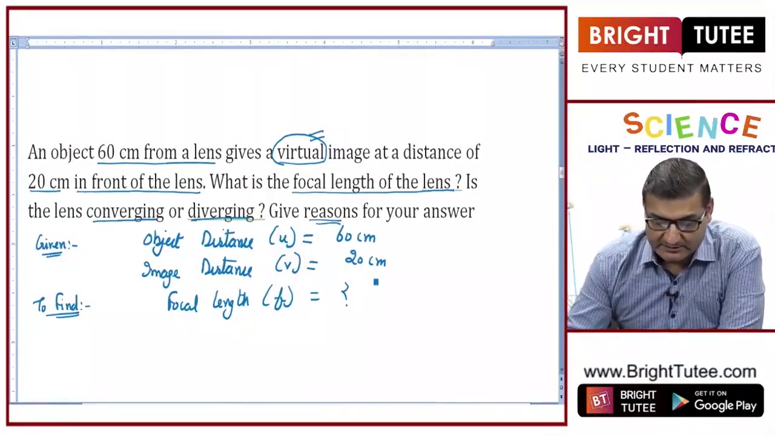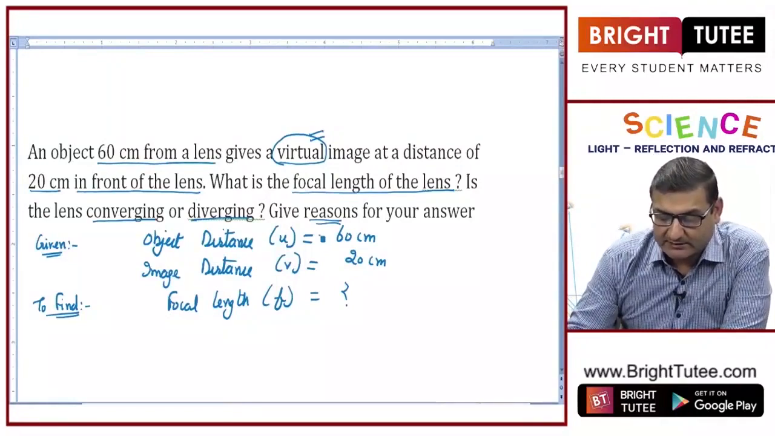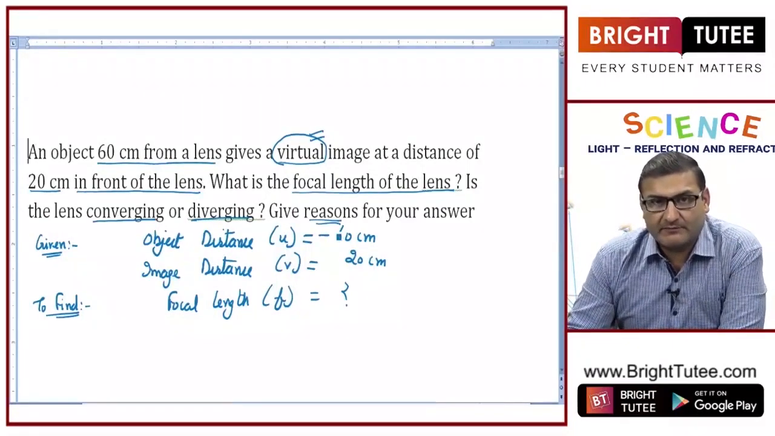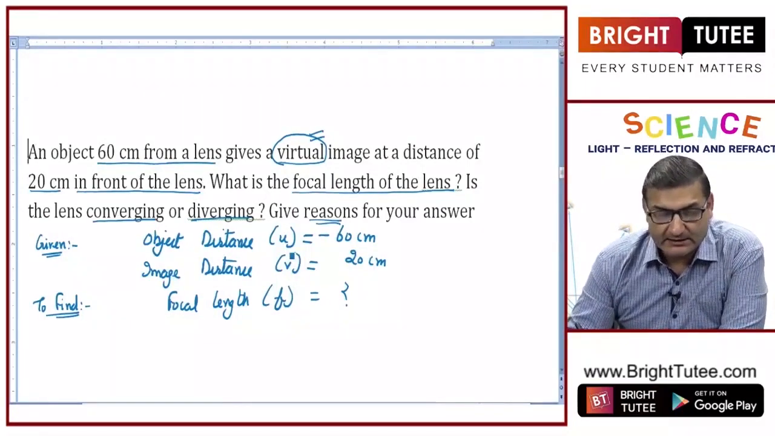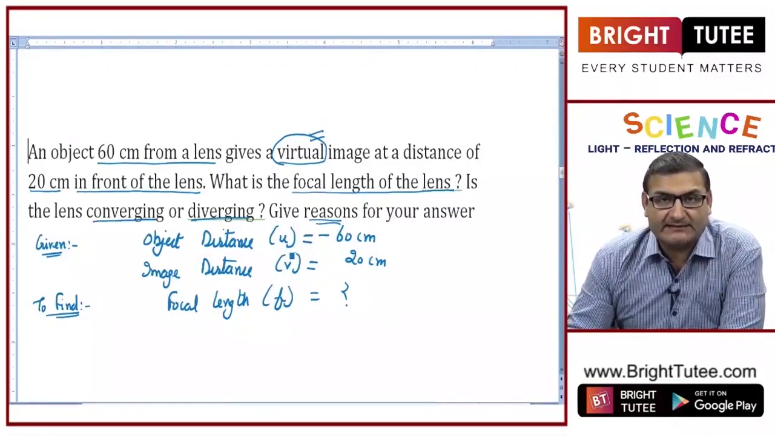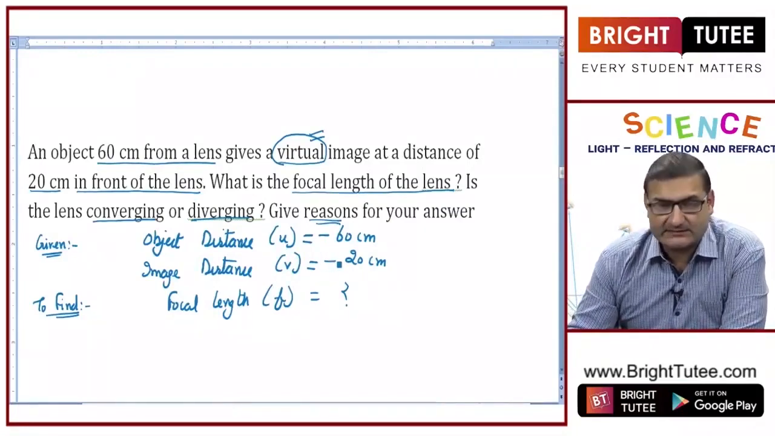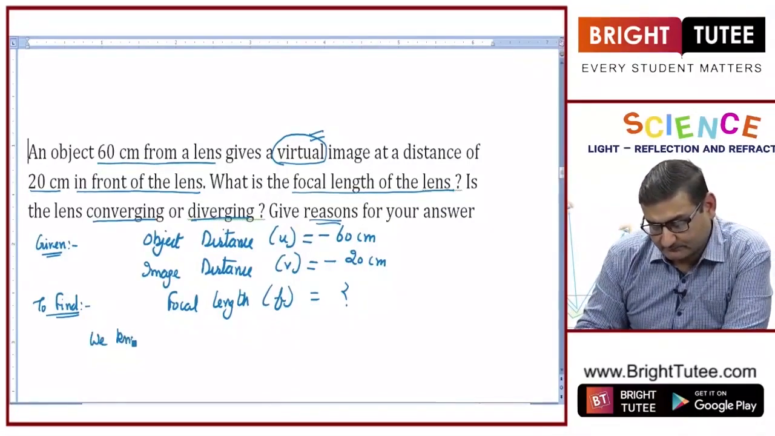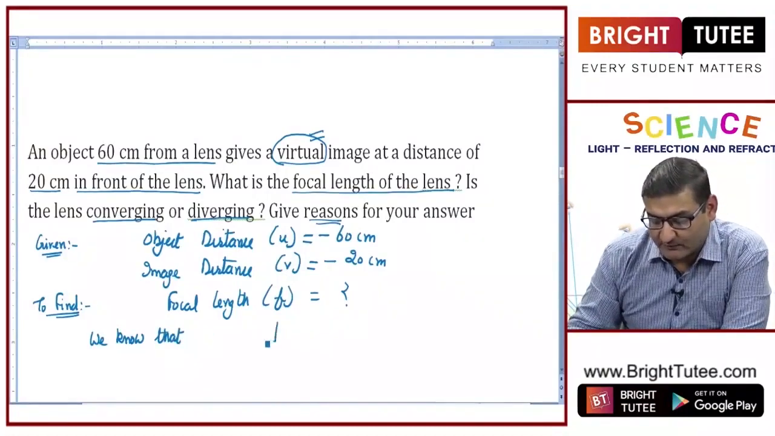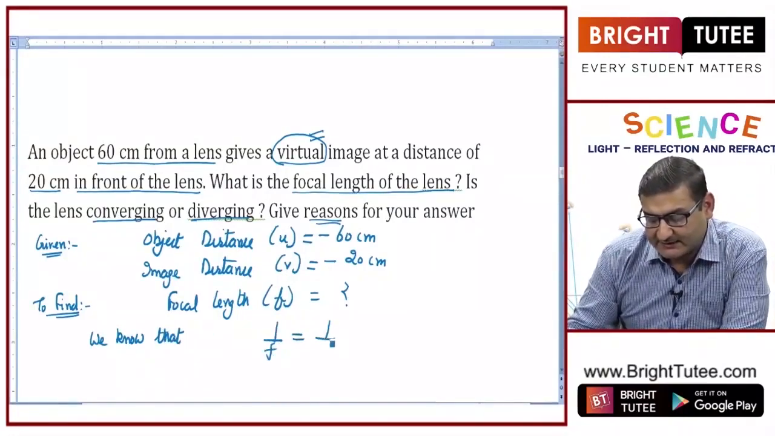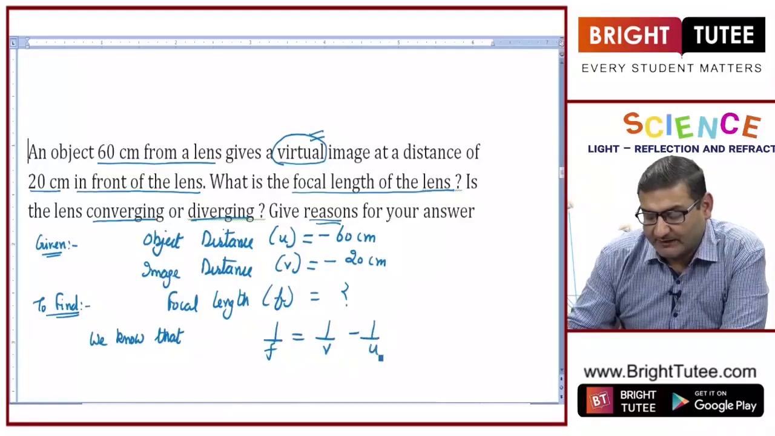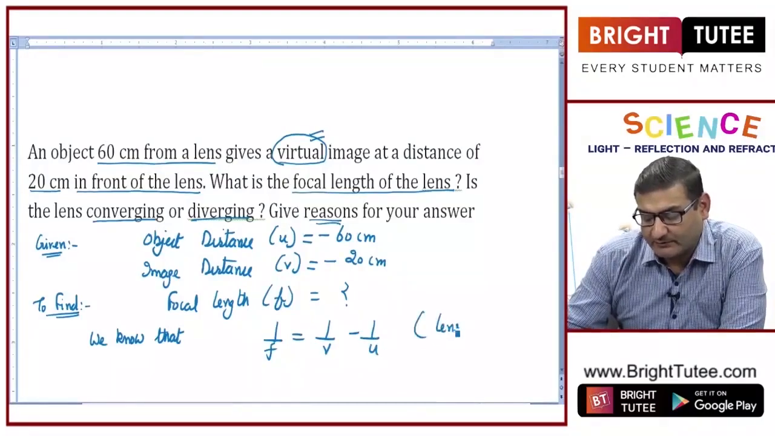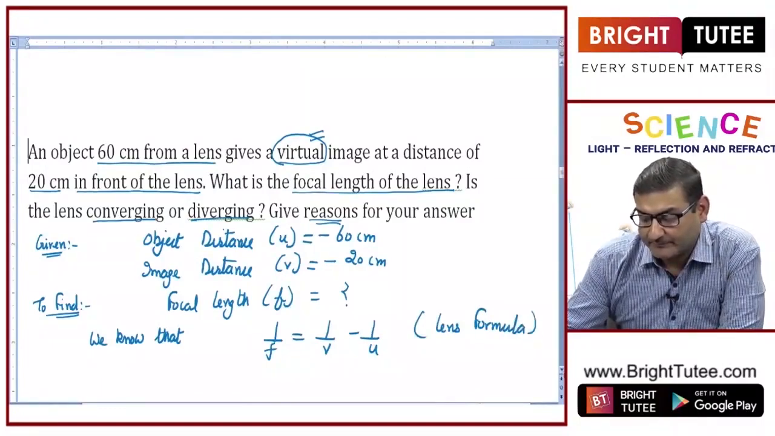Now the sign conventions: object distance is always taken to be negative because it is always formed in front. Image distance is also specified that it is in front. So we'll take minus sign. Now we know that lens formula 1 by f states that it is equal to 1 by v minus 1 by u. This is our lens formula, right?